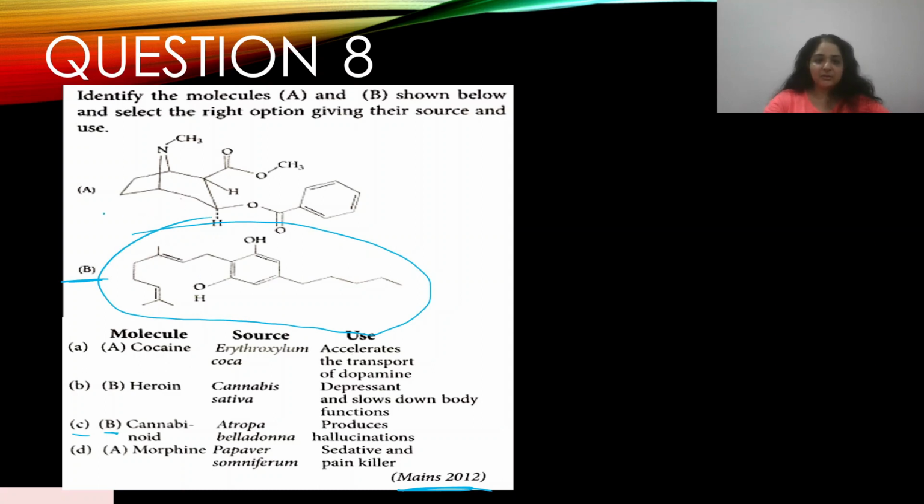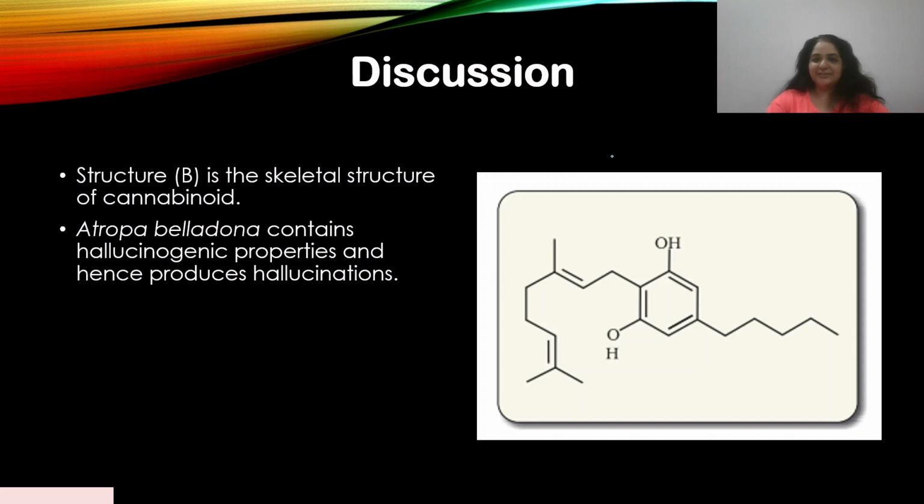A, I believe, is cocaine. So A is cocaine, but it does not accelerate the transport of dopamine. It interrupts the transport of dopamine. So it's definitely not A, and the correct answer is C here. So the answer is C. Yeah, so this diagram is directly taken from NCERT. No excuses for not knowing that. So the skeletal structure of cannabinoid, and Atropa belladonna is another plant like datura that has hallucinogenic properties and hence produces hallucinations. Okay, it's another no.